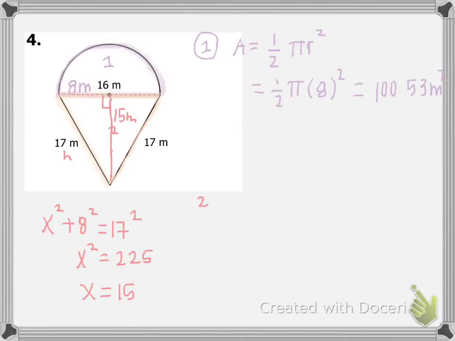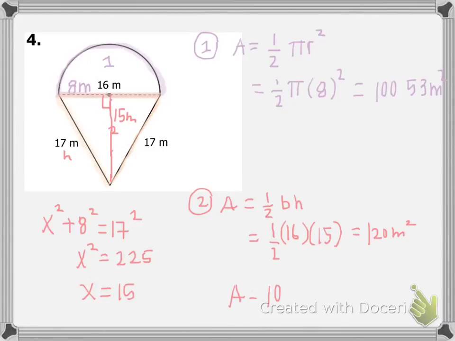Okay, so now the area of that part is 1/2 base times height. So 1/2 times 16 times 15. So it's going to be 120. So my total area is going to be 100.53 plus 120. So that is what, 220.53 meters squared.